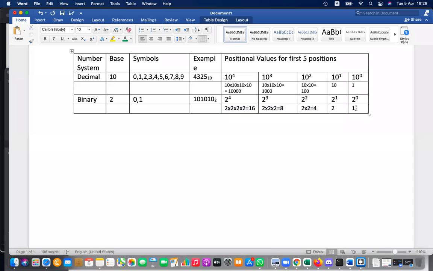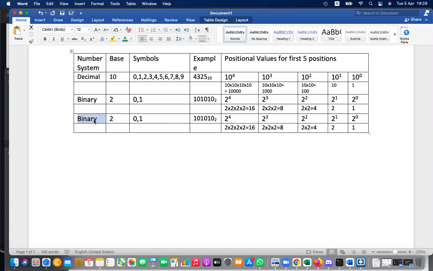Right. Next, let's copy this. The next is octal. Base is 8. Symbols: 0, 1, 2, 3, 4, 5, 6, 7. 8 is not there, only up to 7. Base 2 will end up with 1, base 10 will end up with 9, base 8 will end up with 7, not going up to 8.